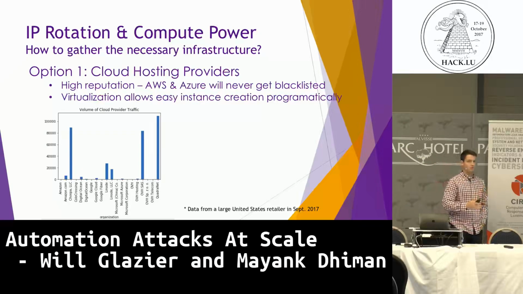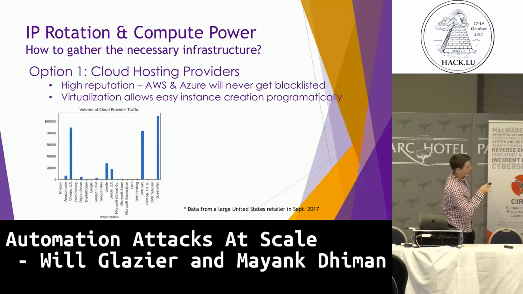So they can't hope to blacklist IPs, because soon, the IP will get recycled and is used by a legitimate user or a legitimate business partner who runs their infrastructure on AWS. So this chart here, I apologize, it's a little small, but it's basically showing you the volume. This is data in the month of September from a United States retailer, and it's just the volume of traffic from certain cloud hosting providers.